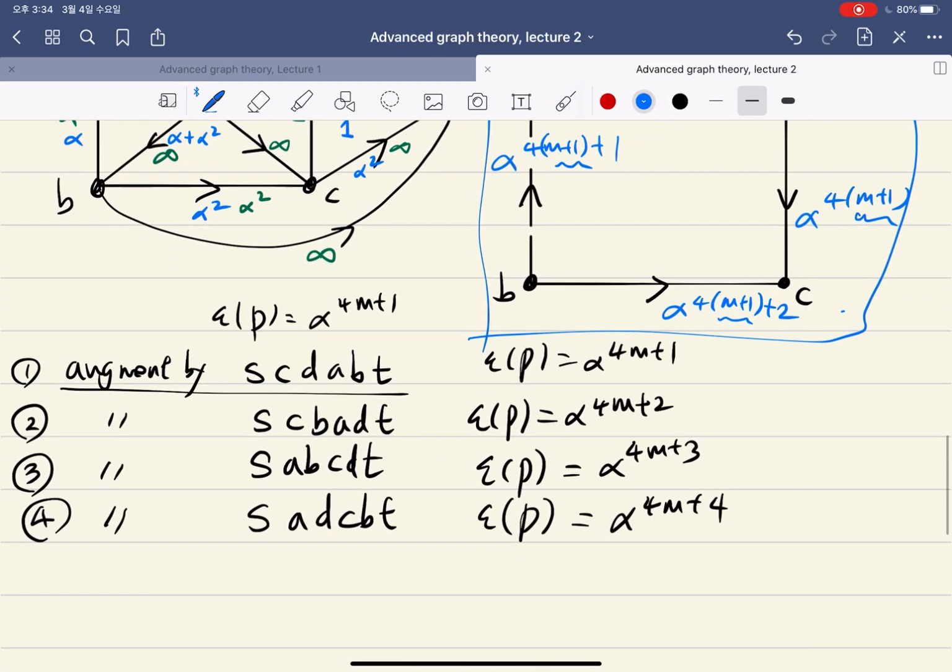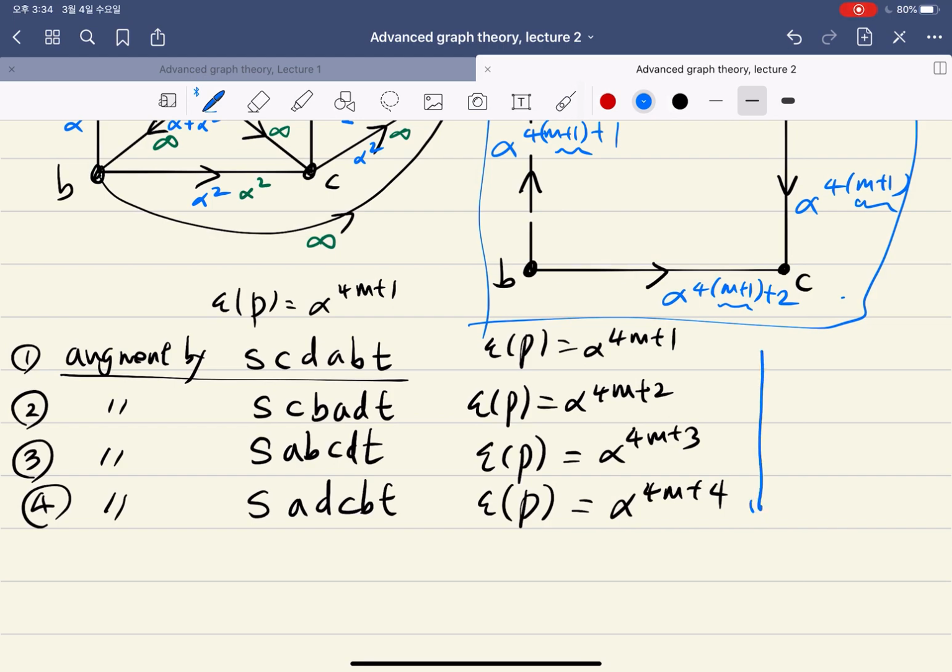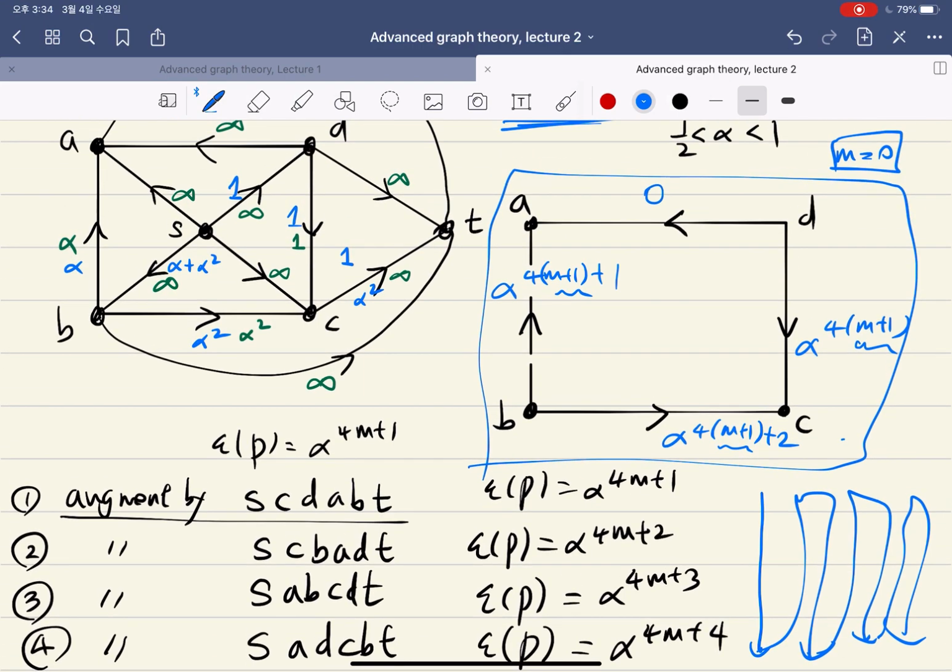So with a larger value, we can keep repeating this. We do this, and then we come back and we do this, and we do this. We keep repeating this, and by repeating it, we can keep finding augmenting paths. So we never get stuck.